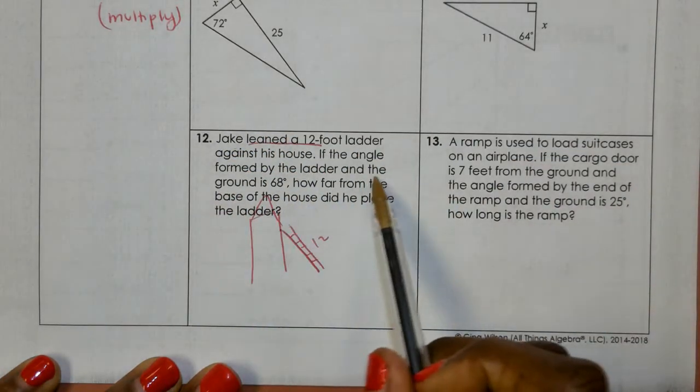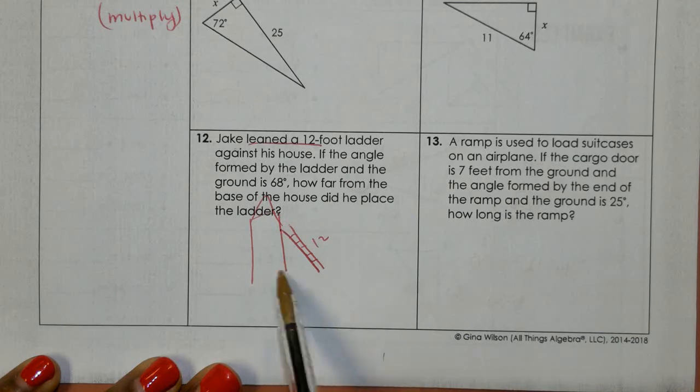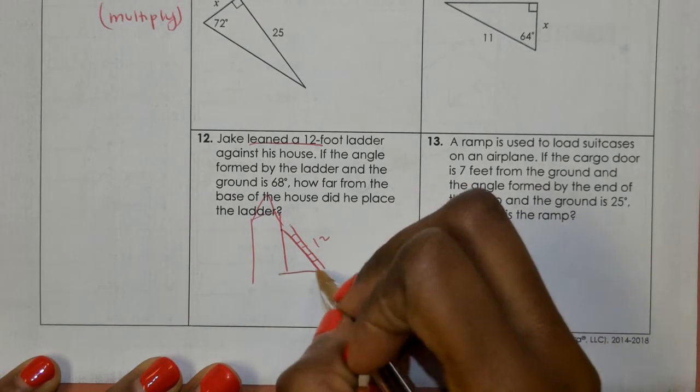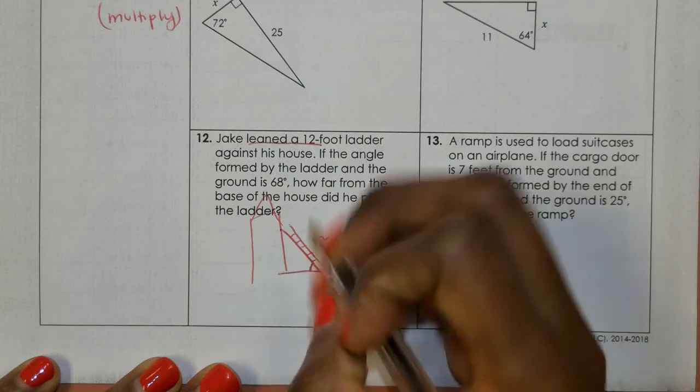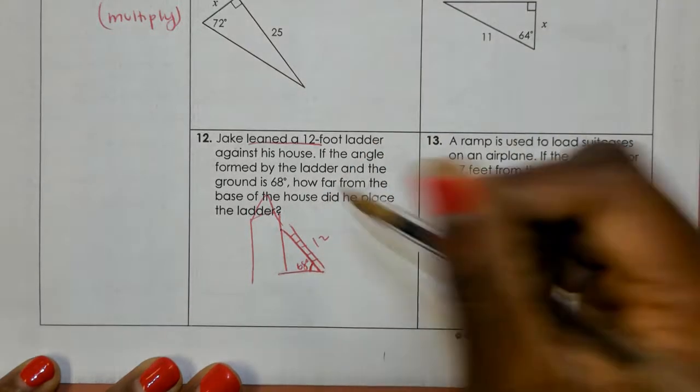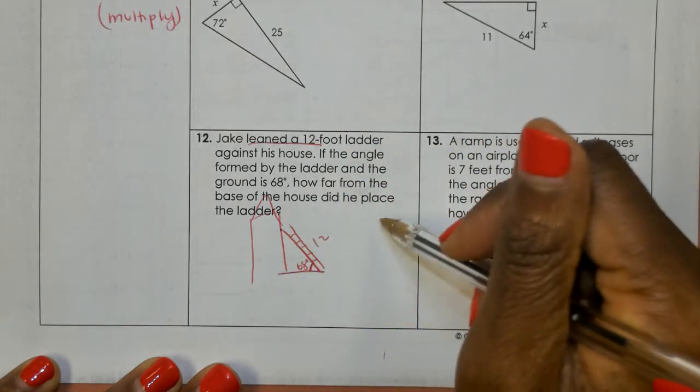If the angle formed by the ladder and the ground, so this is the ladder, this is the ground, that means that this is the angle that's formed by the ladder and the ground. So the two sides of the angle with the ladder and the ground would be 68 degrees. How far from the base of the house did he place the ladder?